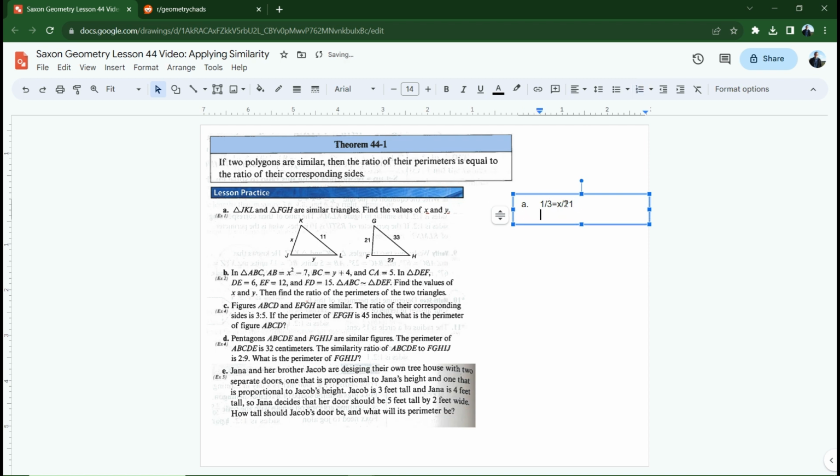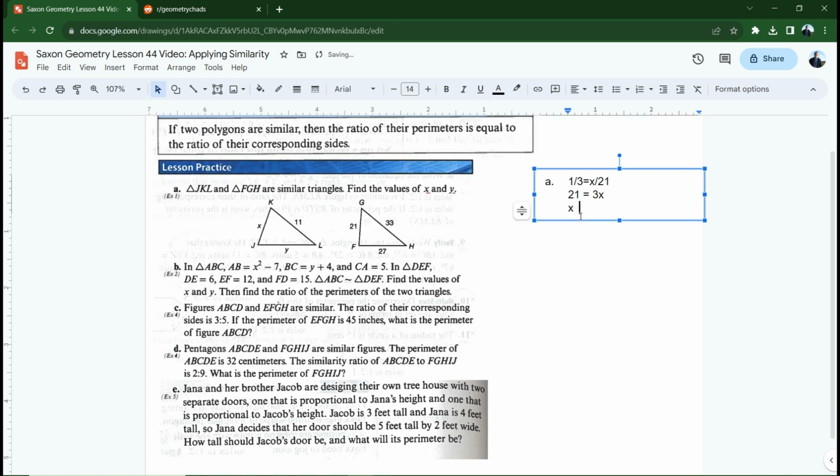All right, now to solve this, I just need to cross multiply. I'm going to multiply the numerator of the first fraction by the denominator of the second. It's going to give me 21 equals, and then the denominator of the first fraction by the numerator of the second, 3x. x equals 7. Okay, that's x. Now, what about y?